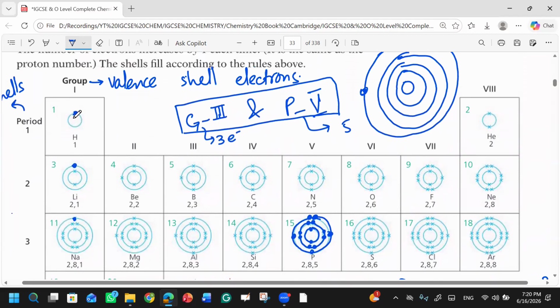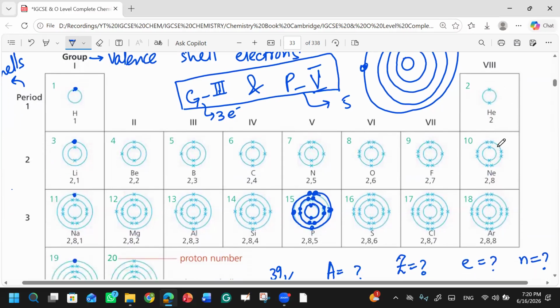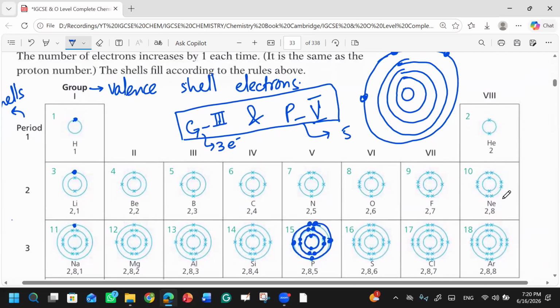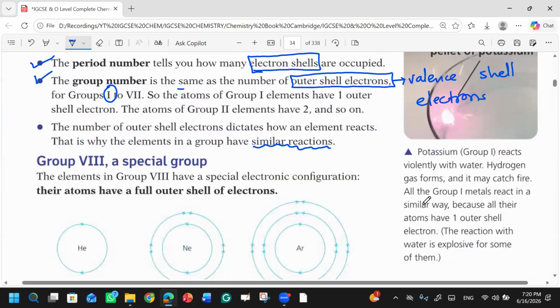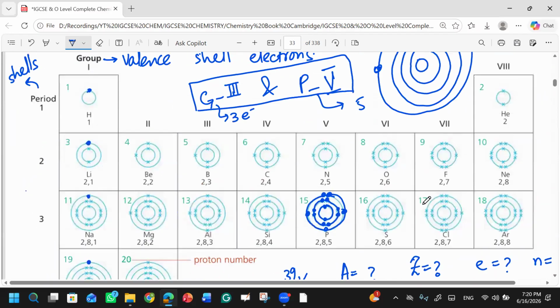There is one electron in them, so how will they react? They will not... how will they react? For example, if there are 2 electrons or if there are 8 electrons, their valence shell is filled, how will they react? It depends. I am just giving you one example.